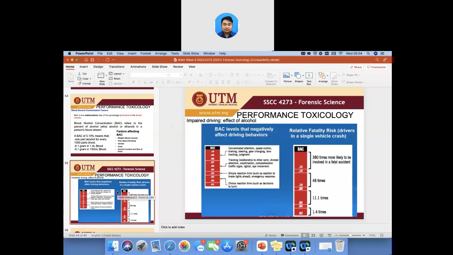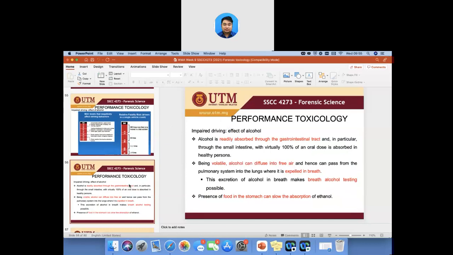Blood alcohol concentration levels negatively affect driving behaviors. There is a chart here where the concentration starts at 0.01 and keeps on increasing, and at 0.15, the person is 380 times more likely to be involved in a fatal accident. The chart goes from 0.01 up until 0.15. It goes without saying that the higher the alcohol concentration, the higher the risk of a fatal accident.